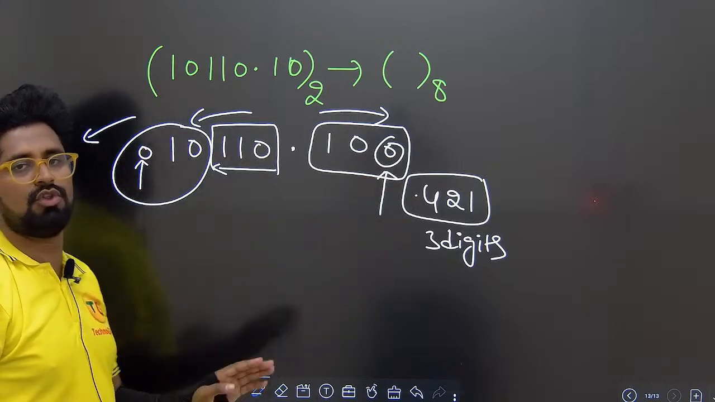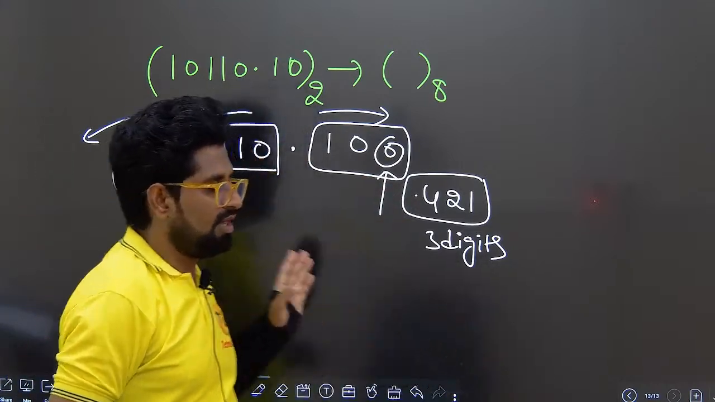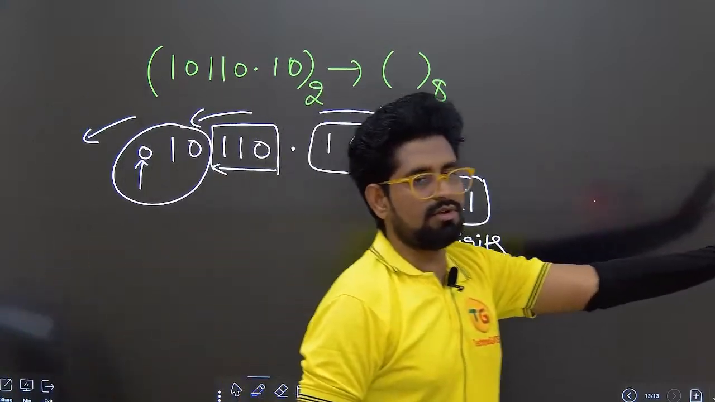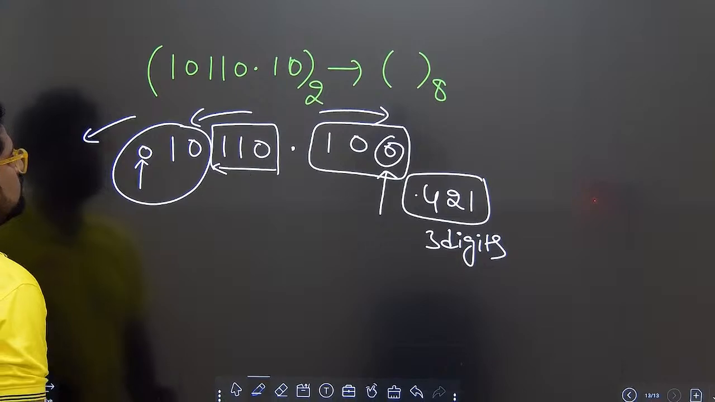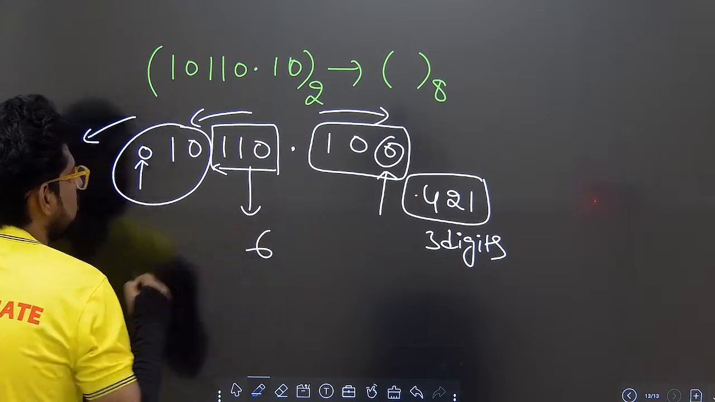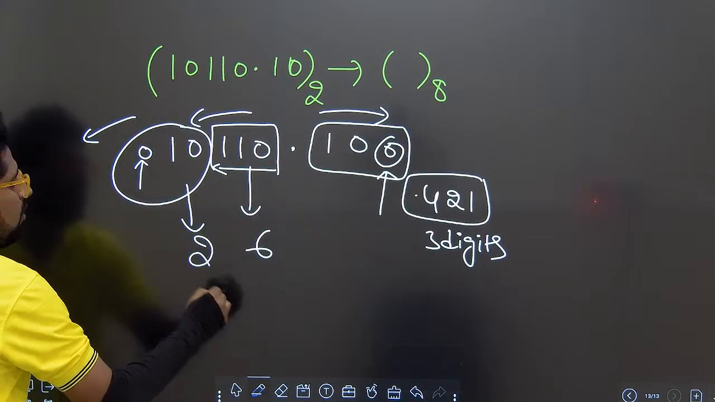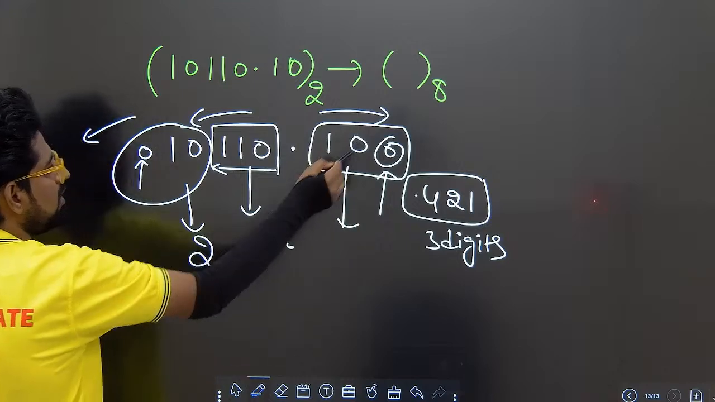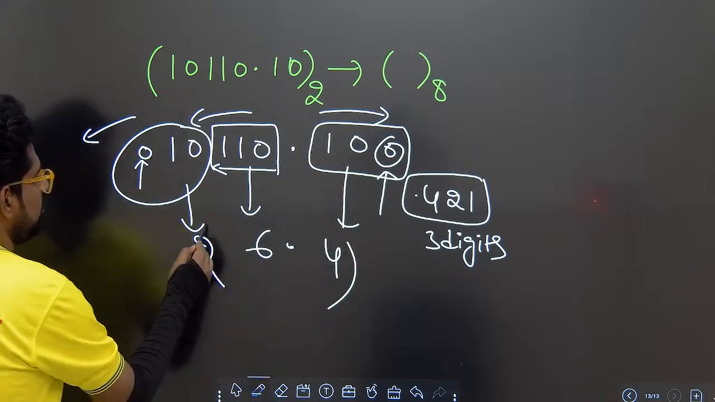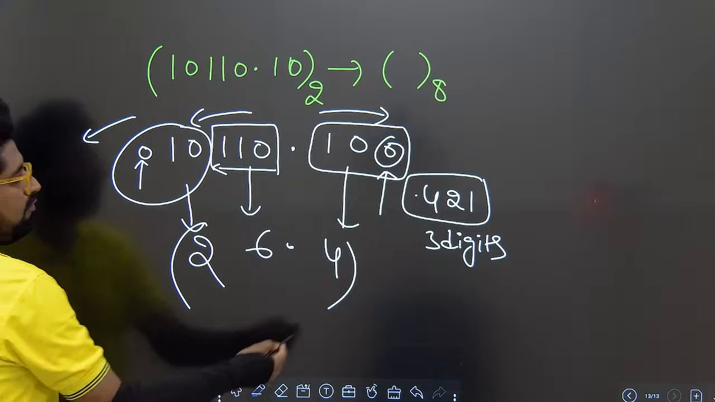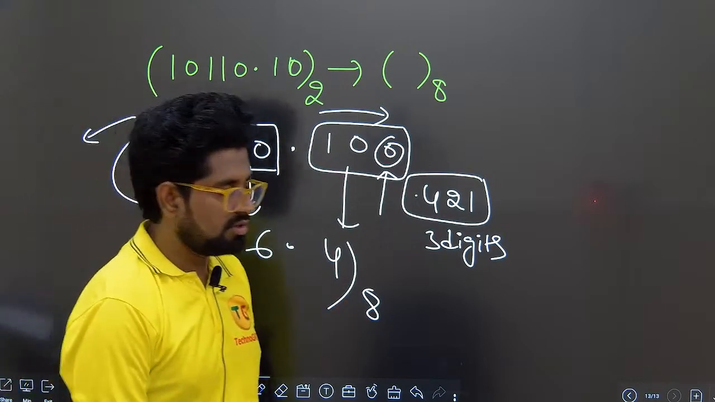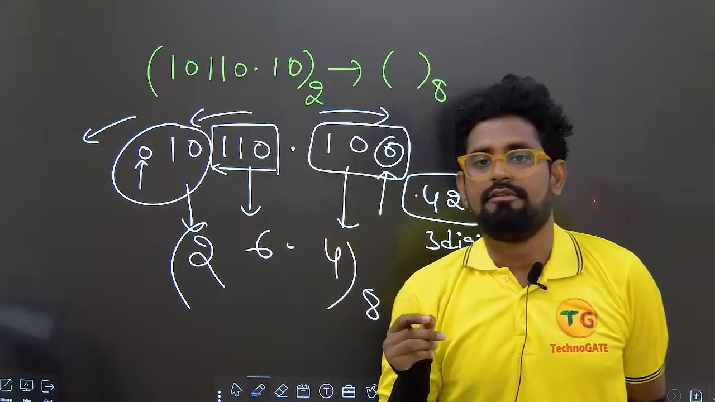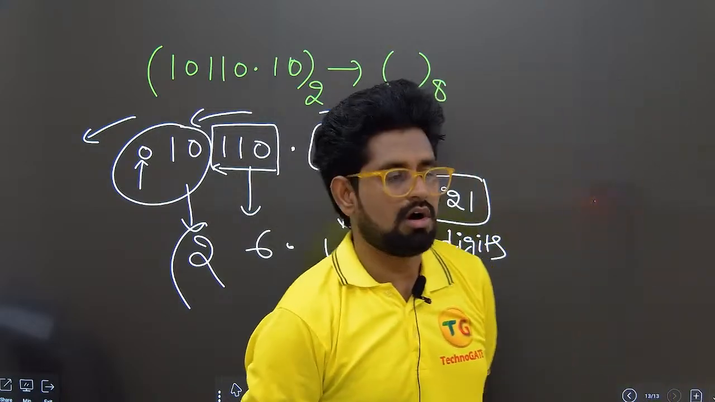Okay, you need to know where to add 0. So whenever we are moving this side, we need to add 0 this side. Whenever we are moving this side, we need to add this side. So the answer is, this is 6 and this is 2 dot and this is what? 4. 26.4 base 8 is the answer. Got it? So this is the conversion from binary to octal.